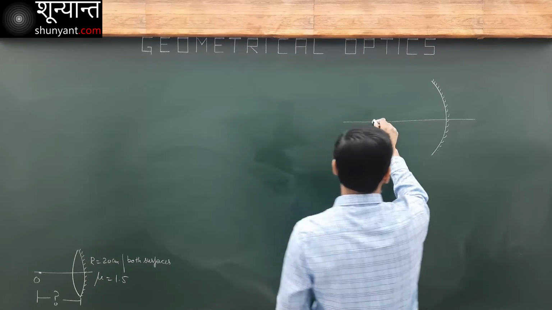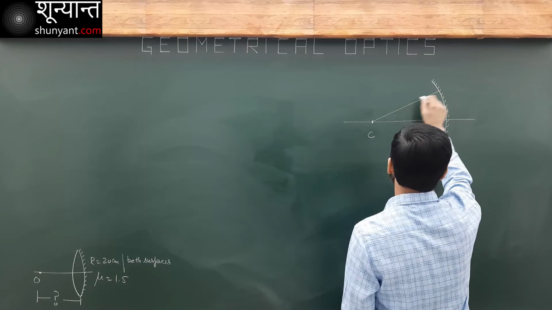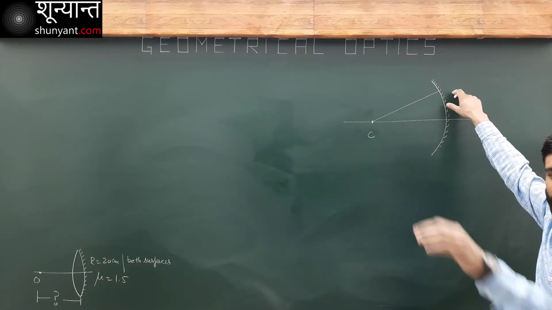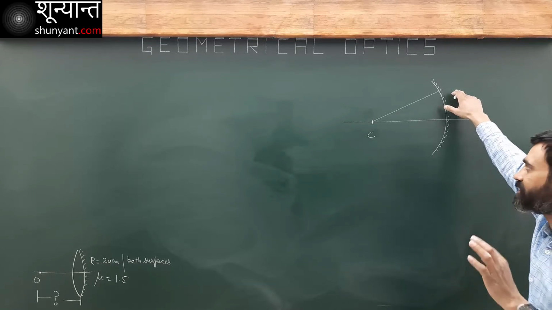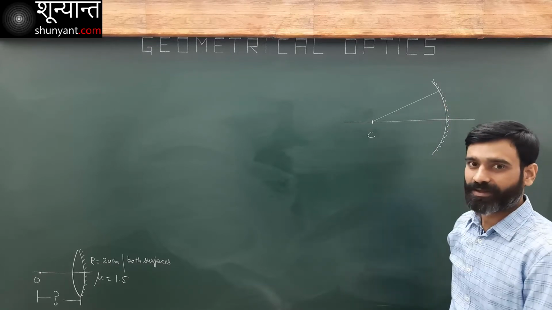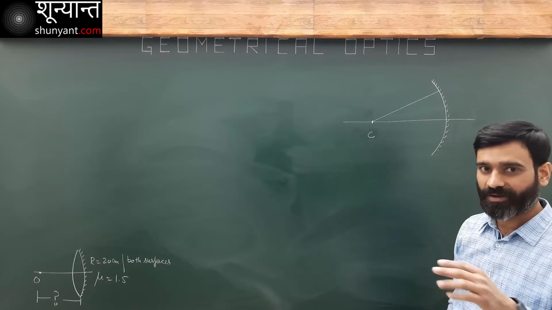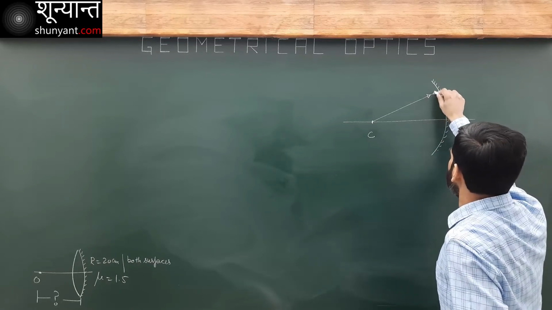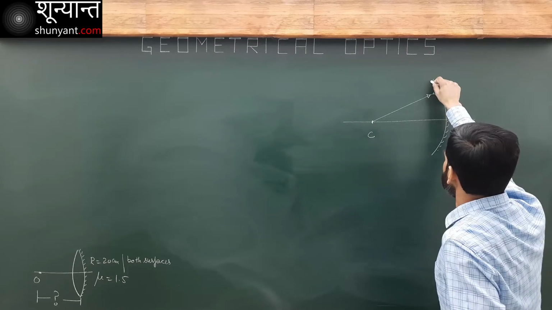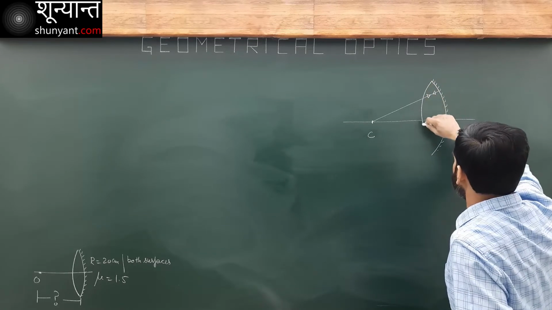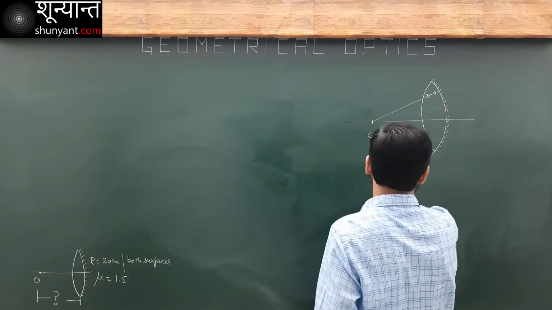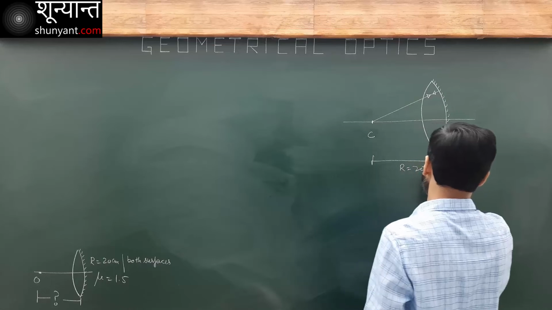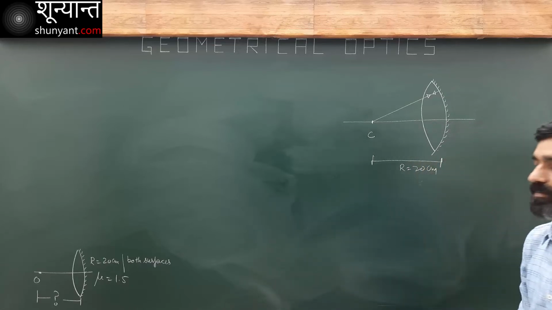If the light rays to this mirror appear to be coming from its center, then it is going to retrace. The light rays are going to retrace here, and this is my surface here. This distance, from here to here, should be equal to R, which is 20 centimeter. For both surfaces, it is 20.